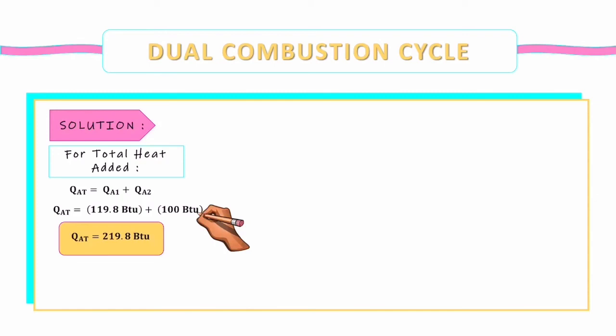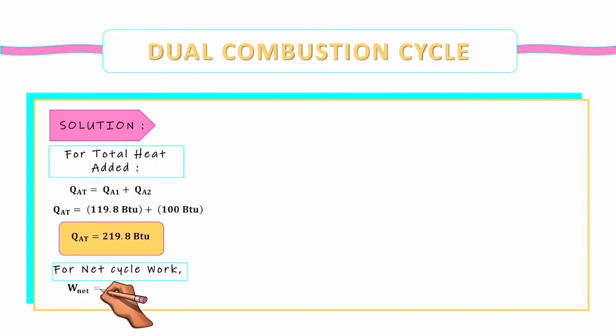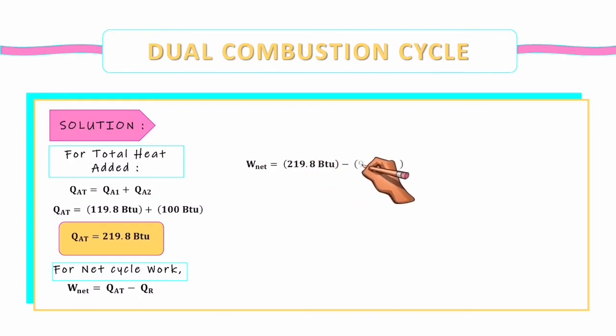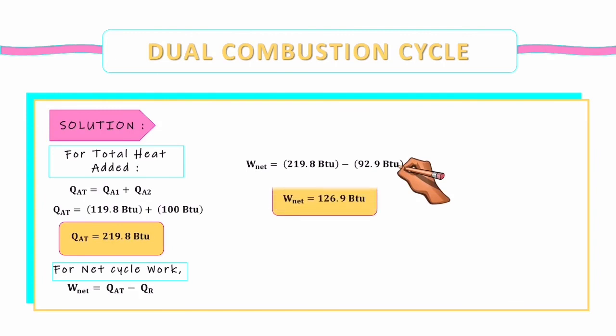Now, we can solve for the net cycle work. For the net cycle work, W net is equals to QAT minus QR. Substituting the given values, W net is equals to 219.8 BTU minus 92.9 BTU. So therefore, net cycle work is equals to 126.9 BTU.